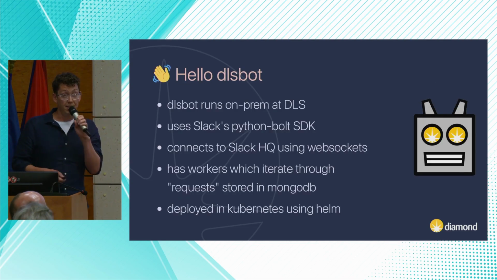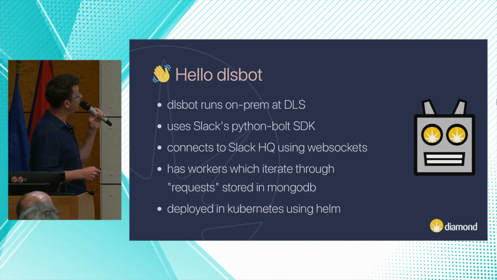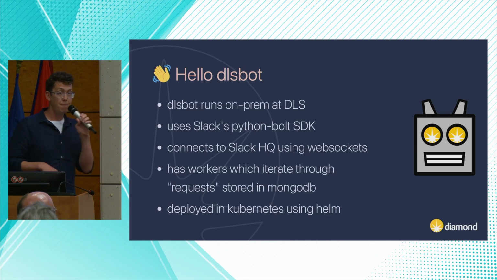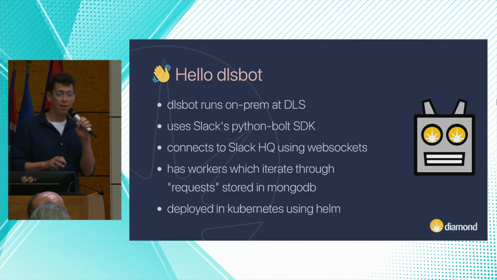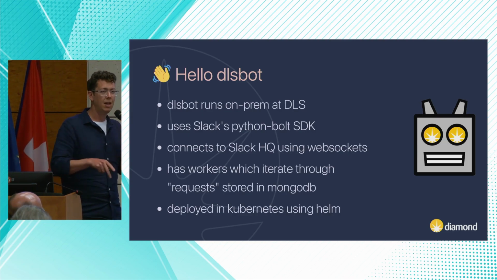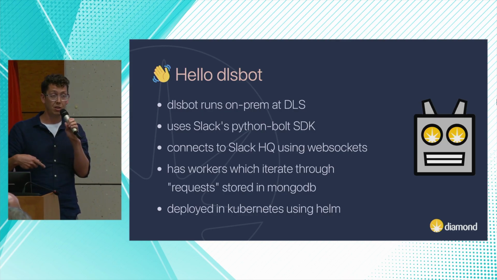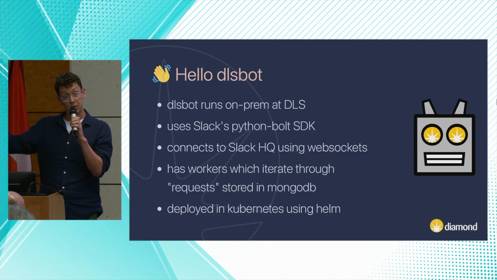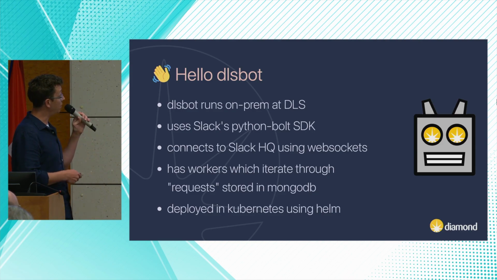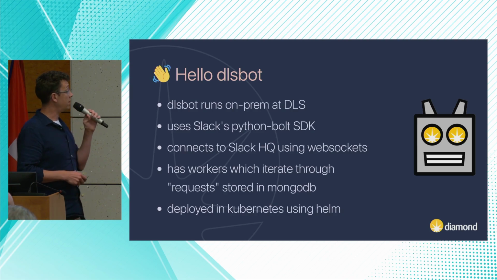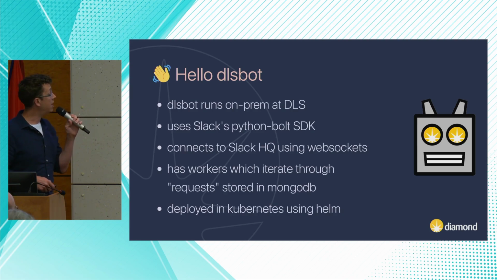So this is DLS bot. That's very imaginatively titled. It runs on-prem at Diamond. It uses Slack's Python Bolt SDK. Slack provide two SDKs. One is for hosting your own server, your own app, and one is for hosting on their servers. Bolt is the one for self-hosting, so we use that. It's just written in Python. It connects using WebSockets, so we have some tokens that allow the connectivity.